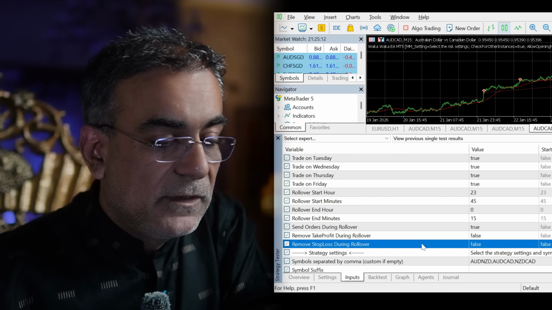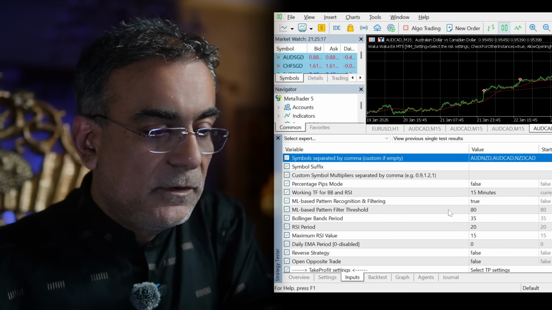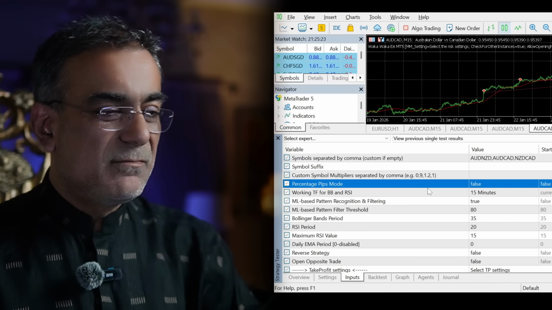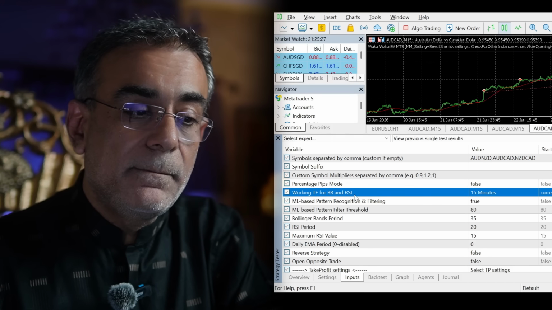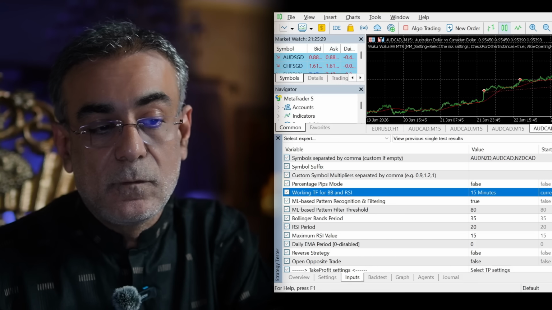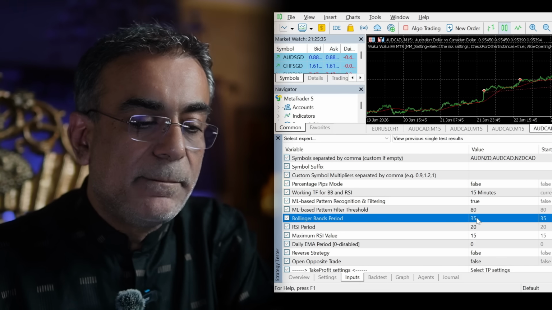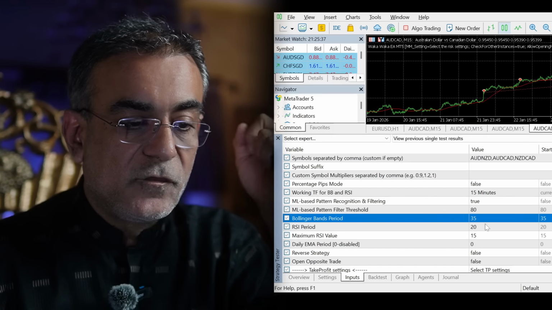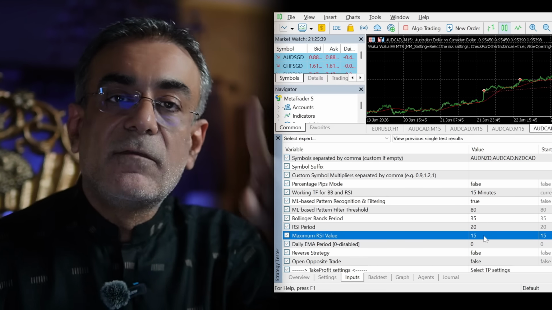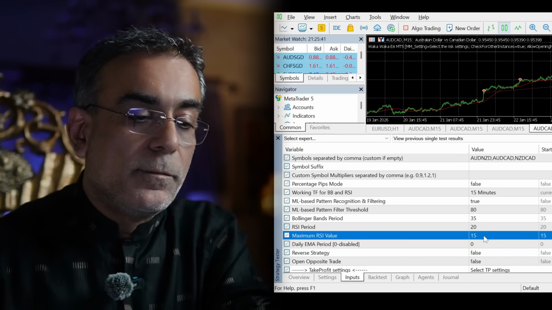So yes, that's a good one. Then of course, what symbols? No idea what this is, but okay. The working time frame for Bollinger Band and RSI, what it is based on, is 15 minutes. Then you have the Bollinger Band period as 35, RSI as 20, and the RSI value, which is going to determine where we open the first trade.